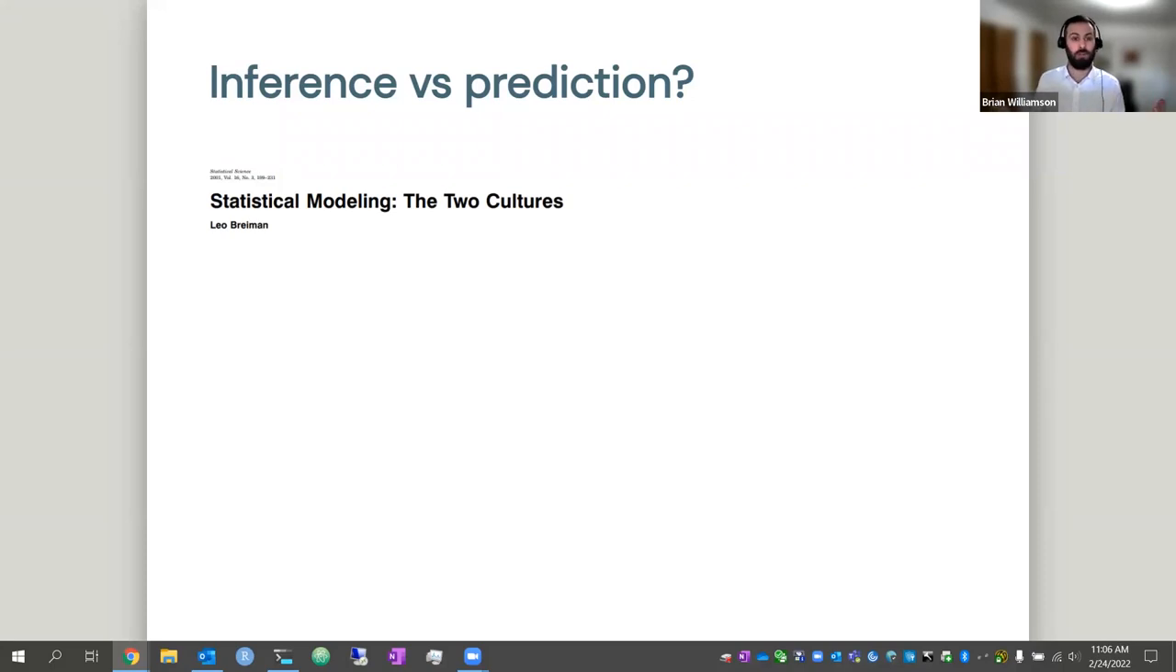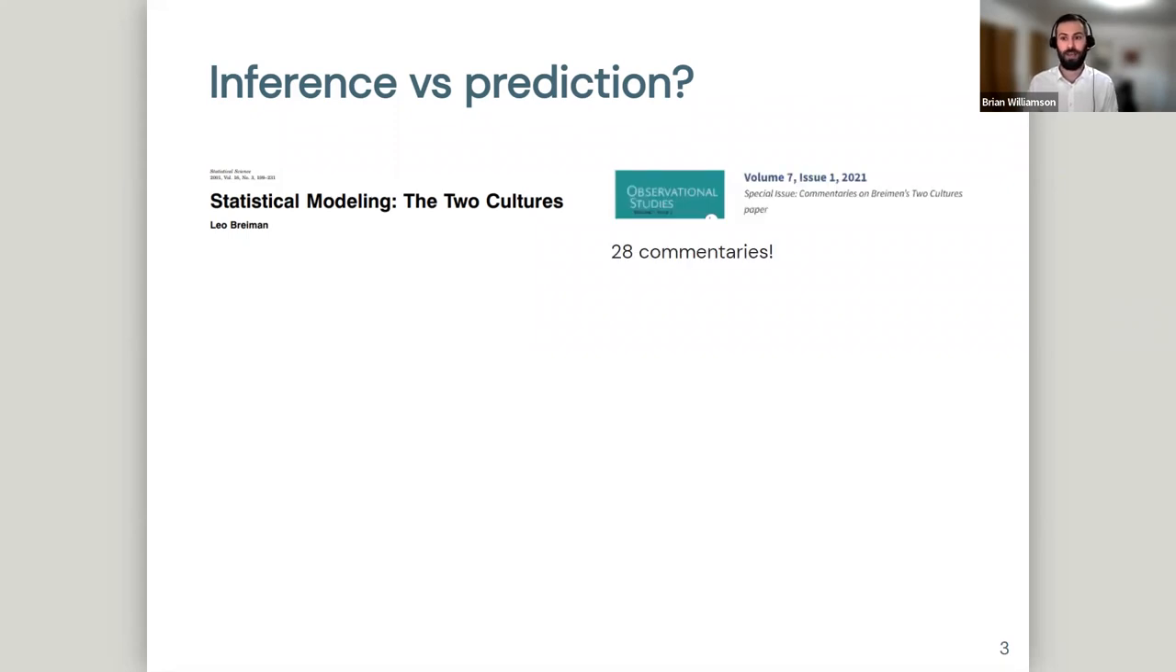Breiman thought of machine learning as lying in this prediction space, whereas things like linear models, which some people view as machine learning, would fall more in the traditional modeling space. Now we are 20 years after that paper came out, and just in the last month, the journal Observational Studies put out a special issue with 28 commentaries on this original paper. A really robust discussion, which was super cool, and you can access that online.